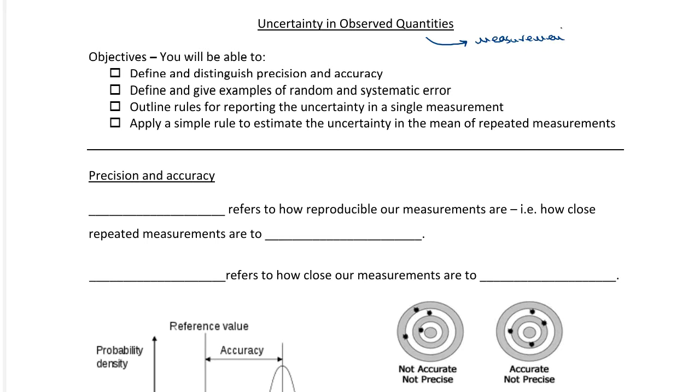Your objectives are: we're going to be able to define and distinguish precision and accuracy, give examples of random and systematic error, outline rules for reporting the uncertainty in a single measurement, and also apply a rule for estimating the uncertainty in the mean of repeated measurements.